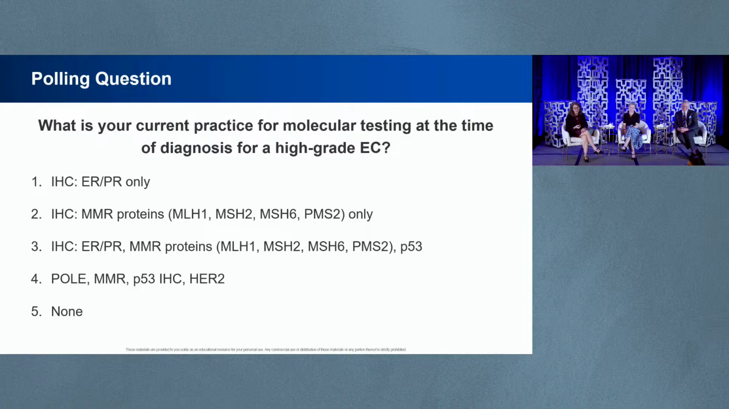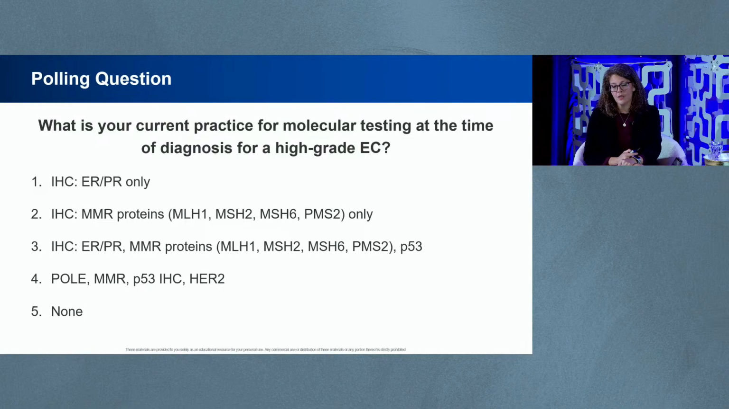Now, same question, although the answers are a little bit different, for high-grade endometrial cancer. So the high-grade serous, carcinosarcoma, grade 3 endometrioids: ER, PR only, mismatch repair only, a combination of the two plus p53, or number 4, kind of a full panel. I did add on here HER2 because I think for carcinosarcomas and for high-grade serous, there's a clinical indication even at the time of diagnosis that we'll get into in a second, or none.